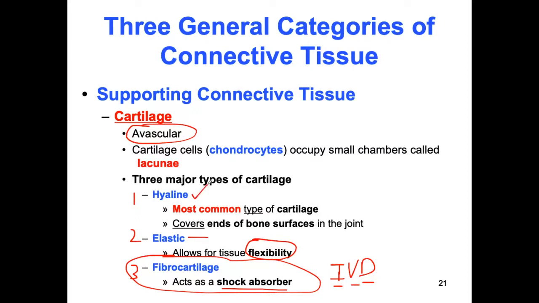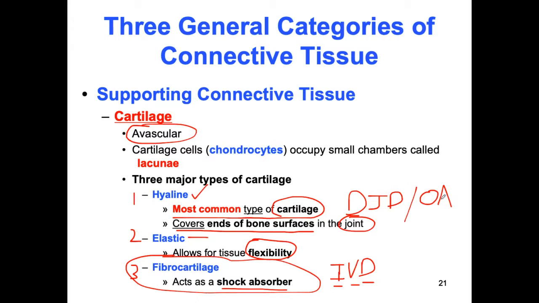And hyaline, which is the most common type of cartilage in the body, we're going to find this type of cartilage covering the ends of the bone's surface that helps to form a joint. And this is the one that's involved typically in degenerative joint disease, also known as osteoarthritis. It's the breakdown of hyaline cartilage.